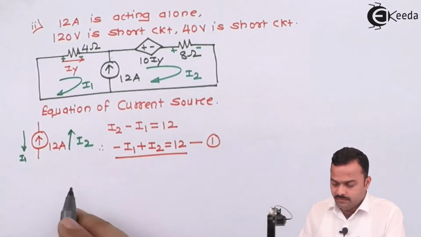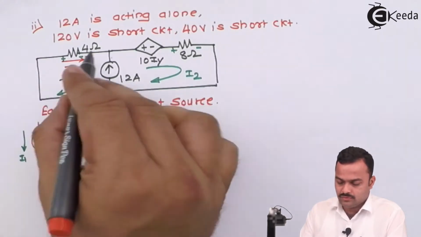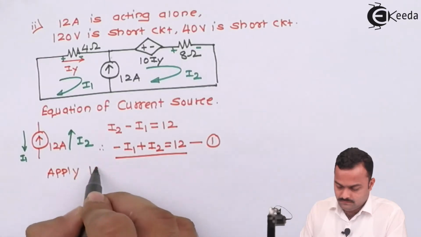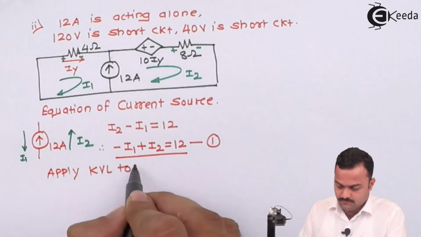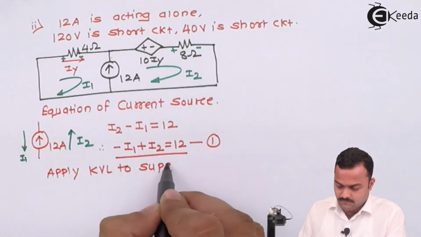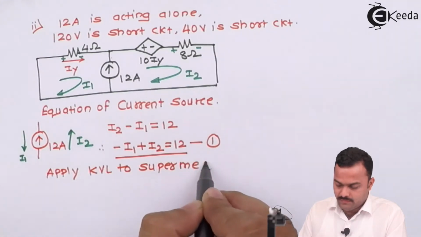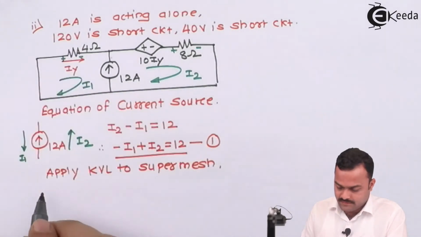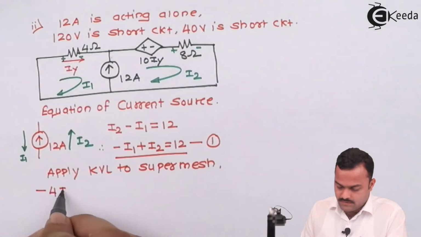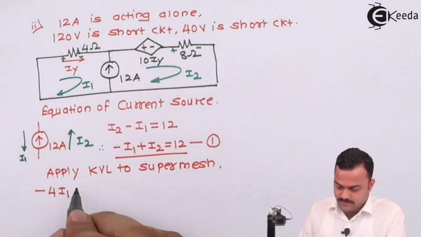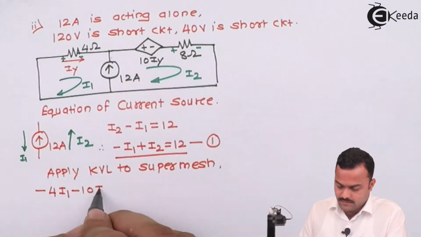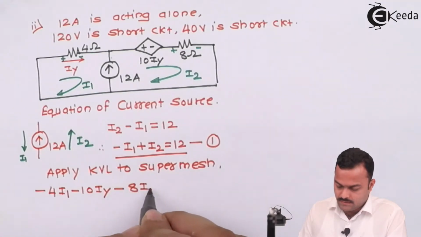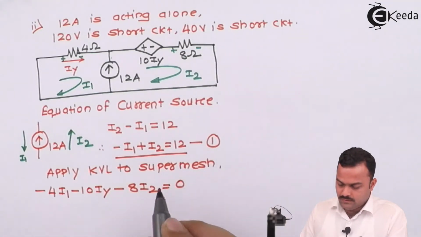And the second equation will be formed by applying KVL to the supermesh, which is a combination of mesh 1 and mesh 2, which is quite obvious over here. So let's start from here. Minus 4I1 minus 10IY minus 8I2 equal to 0.